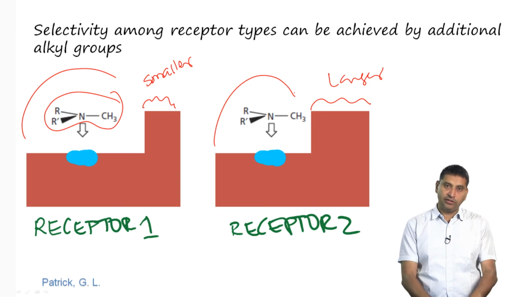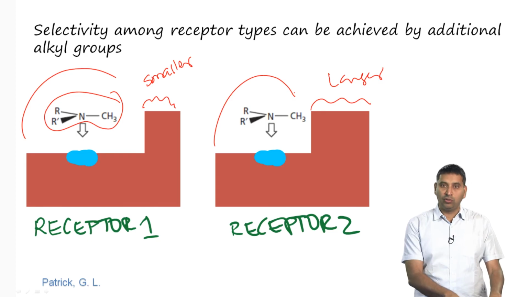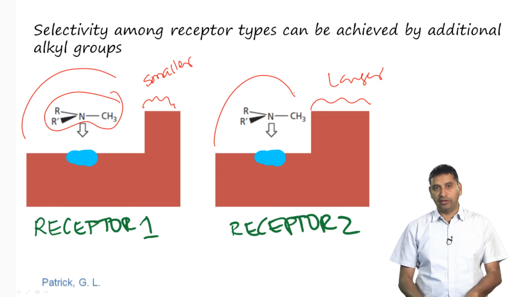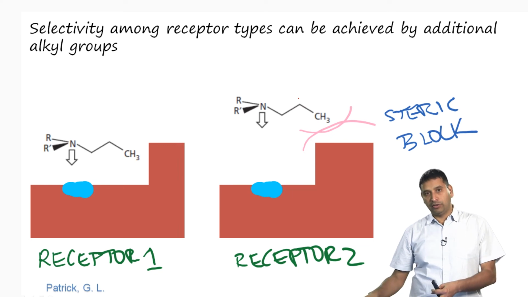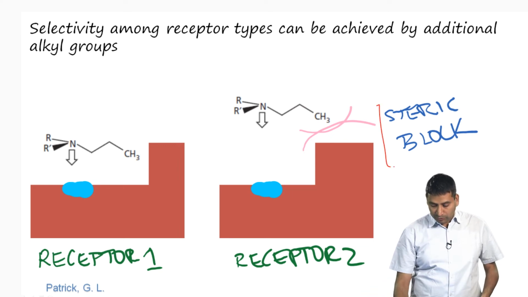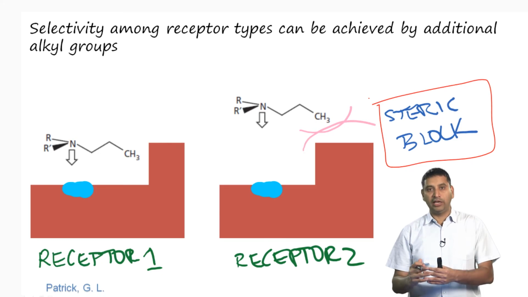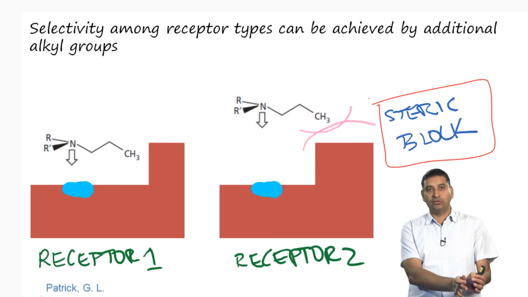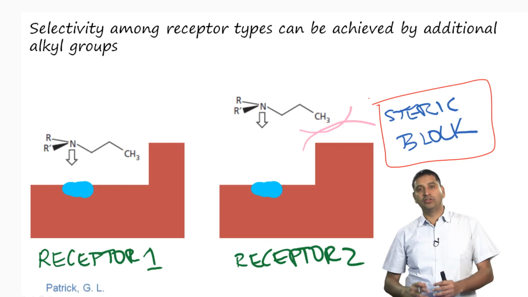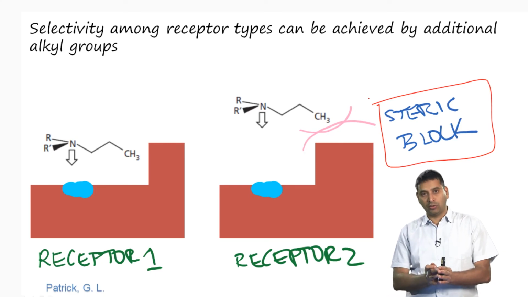So, in the present case, by using this molecule, we would not be able to achieve selectivity because the binding is going to be identical. Whereas, if you now increase the carbon chain, then it is possible that you may be blocking access to the smaller cavity while retaining the access to the larger cavity. So, this concept is called the steric block.